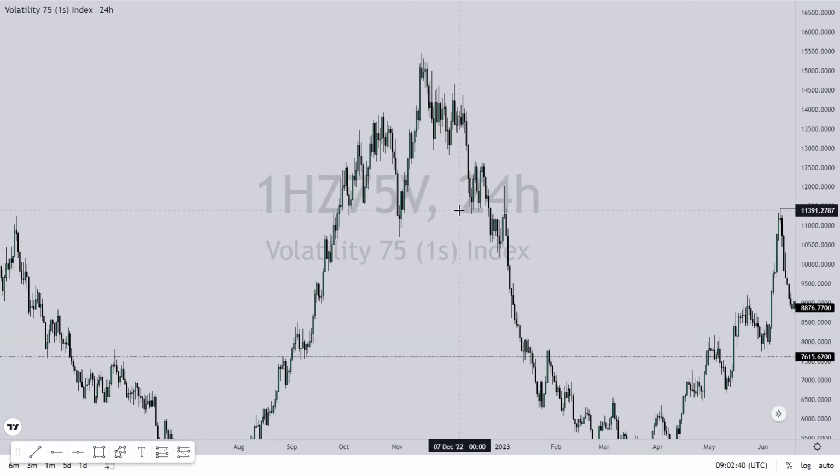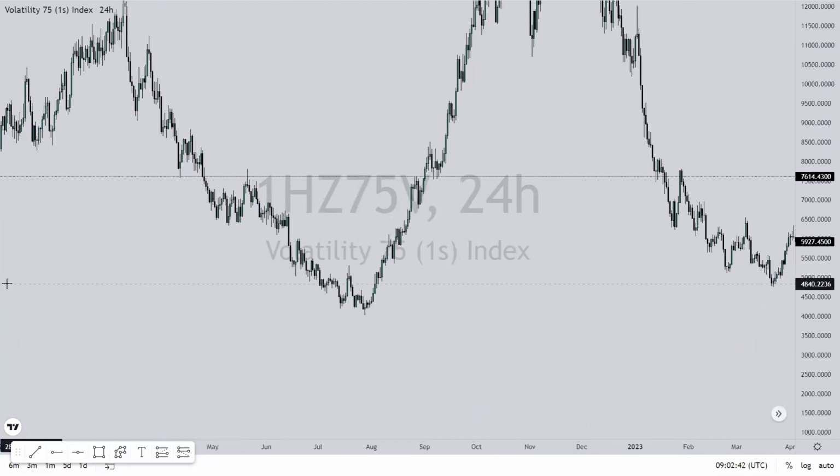Then the next thing you would want to do is, where do we have our break of structure here? Remember, we had a change of character to the upside here. So we had a change of character here, which is our first BMS at this area.